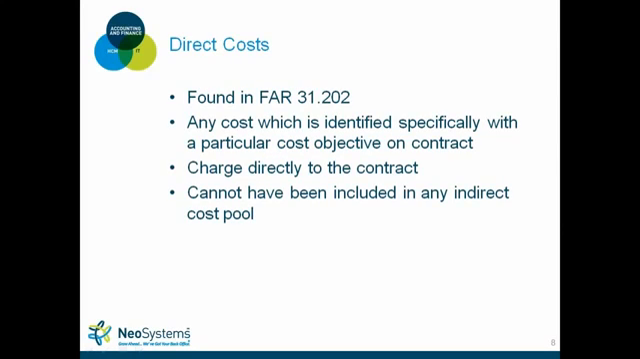So direct costs, the definition of direct costs are found in your FAR section 31.202. FAR is Federal Acquisition Regulations, for those of you that don't know. And it is any cost which is identified specifically for a particular cost objective on a contract. So that could be direct labor, subcontractor costs, consulting costs, direct travel, even non-billable costs are considered direct costs. And they cannot have been included in any indirect cost pool, which we'll go through later on in the presentation.